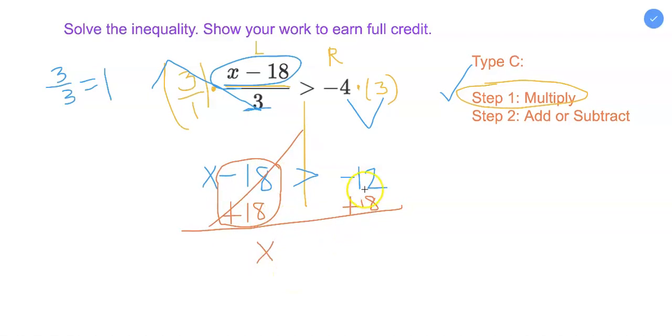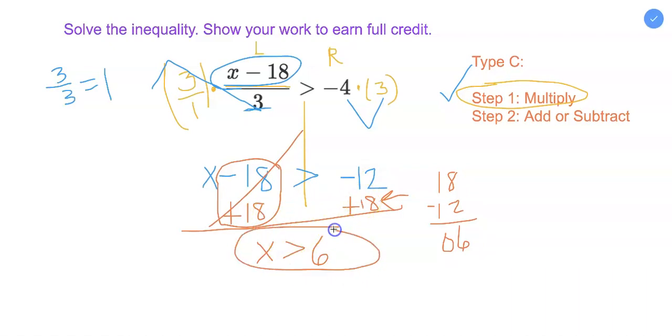And then on the right side, signs are different, so we subtract. 18 minus 12. 8 minus 2 is 6, 1 minus 1 is 0. And we have more of the positives than the negatives, so that's going to be a positive 6. And adding to both sides does not flip the direction of the inequality. So our final answer is x is greater than 6.